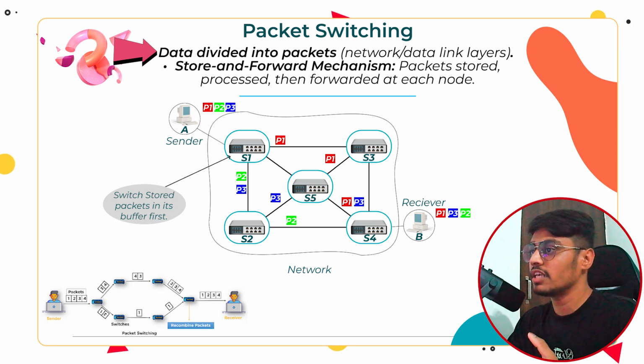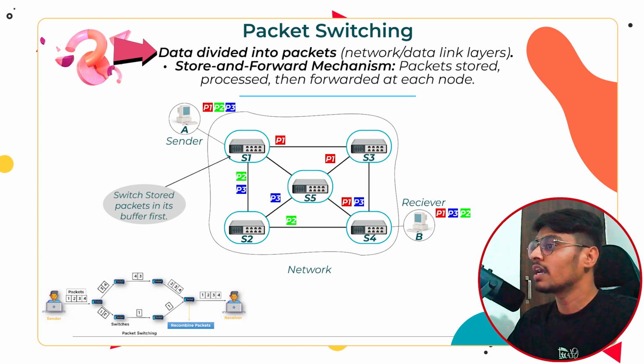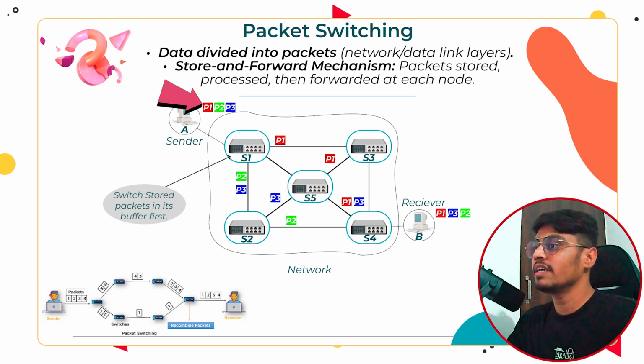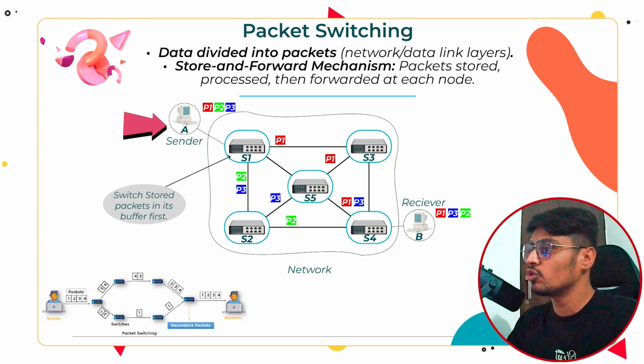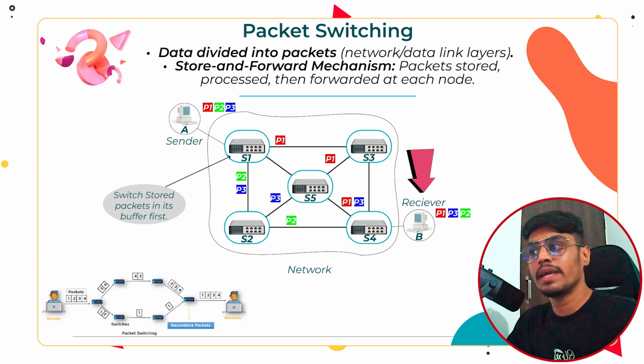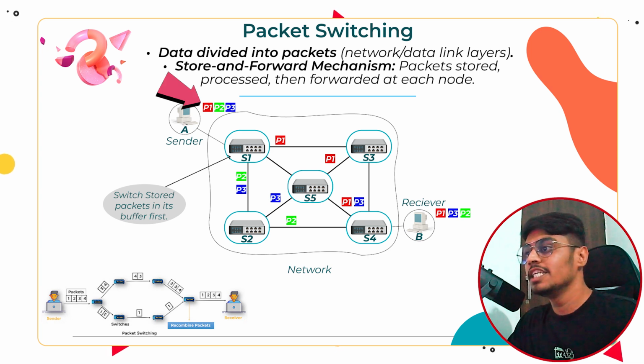Okay, let me explain key points about packet switching. First, data is divided into packets. In packet switching, data isn't transmitted continuously like in circuit switching. Instead the network layer and data link layer break the data into small packets. For example, if A wants to send data to B, the data is divided into packets like P1, P2, P3. These packets are then transmitted individually over the network.